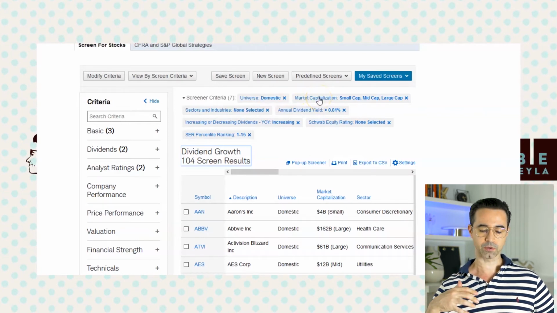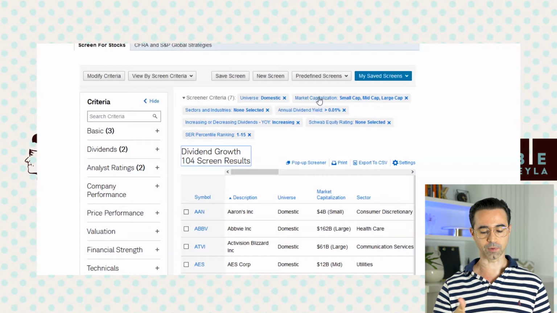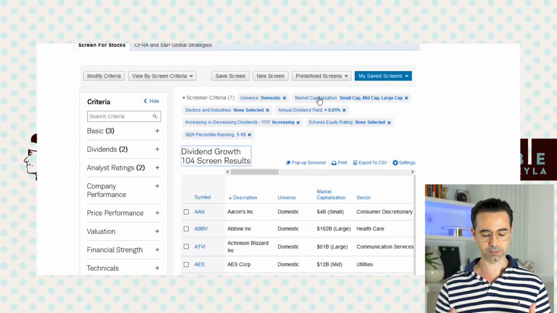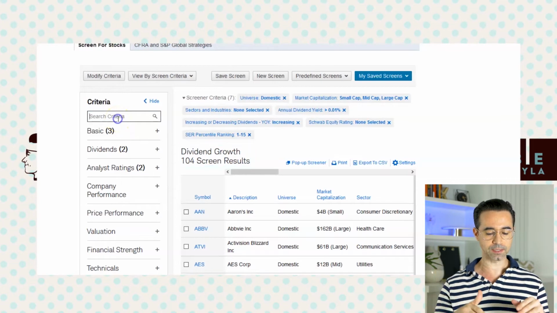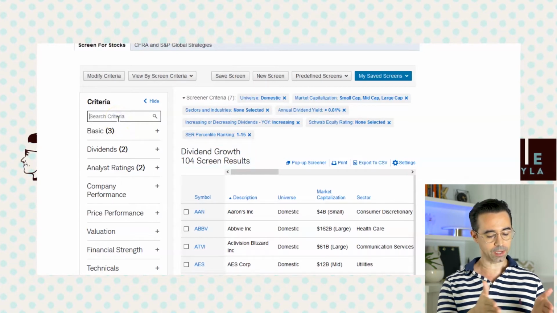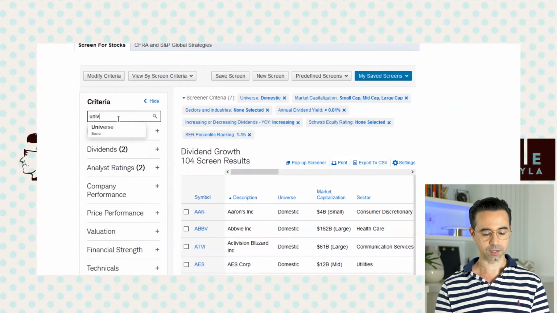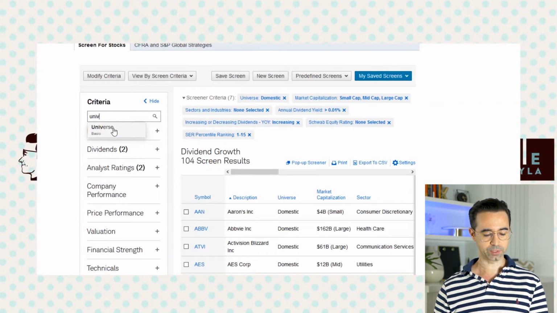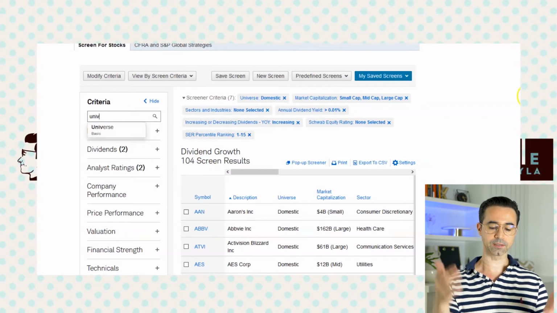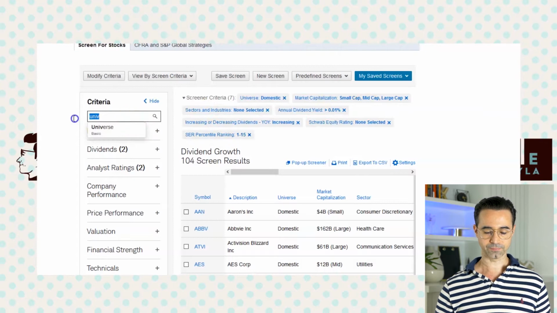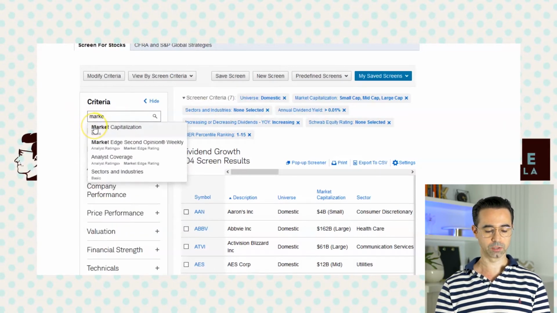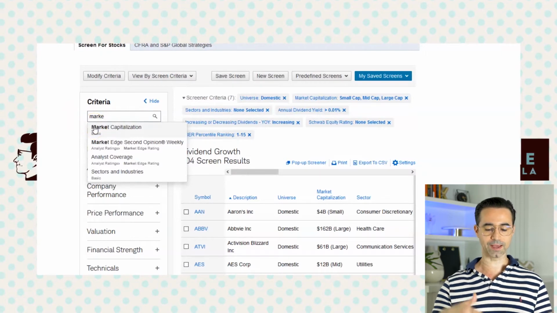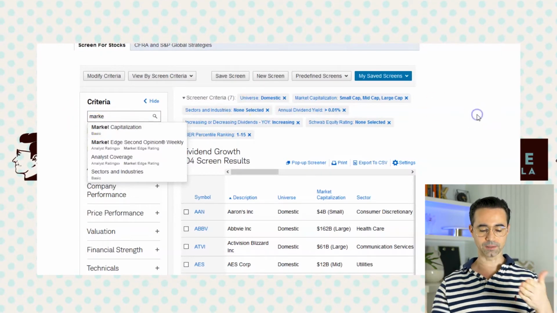Market cap. So how big is the company? This is showing small, mid, and large cap companies. So just for example, if you wanted to recreate this, if you're not seeing it, you could go to the search criteria on the left side and type in universe, hit universe, and then click domestic. And then if you wanted to add market capitalization, you would hit that, and then click small, mid, and large, okay?